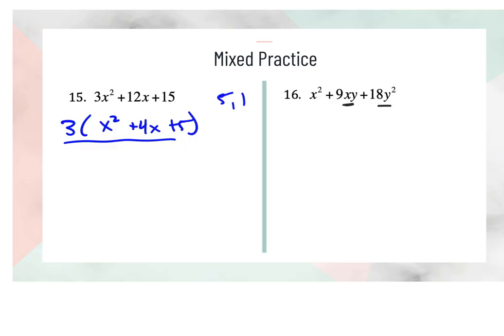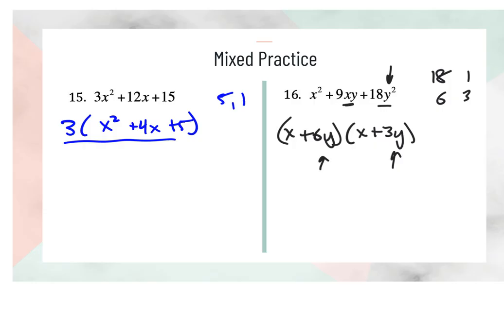This one, you've got the x, y. It's kind of the same thing. What multiplies to 18 but adds up to 9? So you're going to want 3 and 6. So this is like saying (x plus 6y)(x plus 3y). Okay, this having the y squared just means I'm going to put y in the second term. There's not much to that.